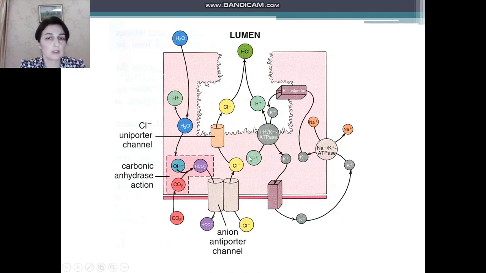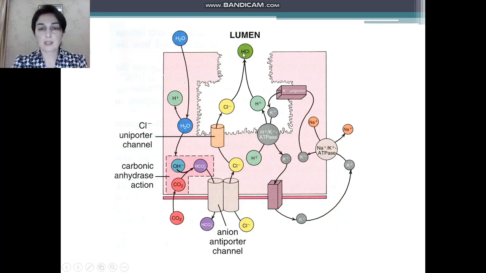But what does this pump do? This pump carries H protons outside of the cell in exchange for potassium ions which enter the cell. So the pump releases protons, and here we saw the chloride, and they then will join each other in the lumen of the gland.